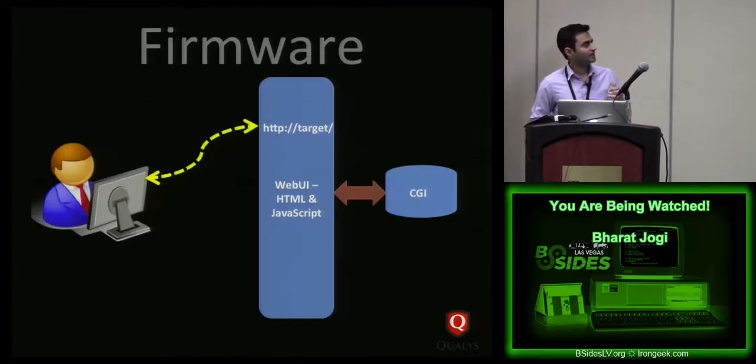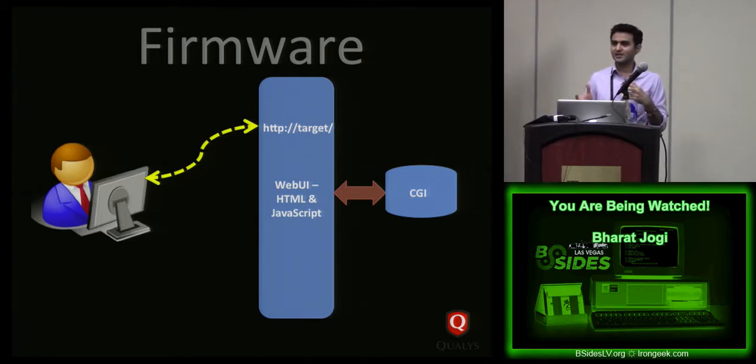Let's see how a typical user would interact with the system. An administrator could just log into the web UI for the firmware of the device, and the UI that he sees is basically HTML and some JavaScript. But all the processing is done at the CGI layer. Let's say a user wants to change some settings: the JavaScript will in turn call the CGI functions, and the CGI layer will do all the processing, and it will be returned to the user.